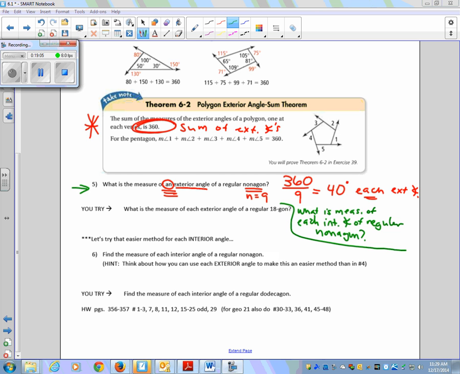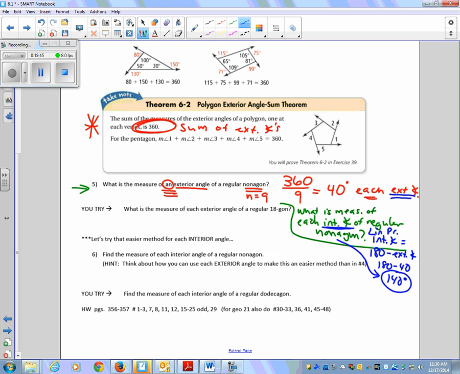Okay, so you could go through the trouble of using the formula 180 times n minus 2 over n to get each interior angle. Or we can remember that the interior angle and the exterior angle form a linear pair. So by the linear pair postulate, the interior angle equals 180 minus the exterior angle. So 180 minus 40 is just 140. So each interior angle of a nonagon is going to be 140.